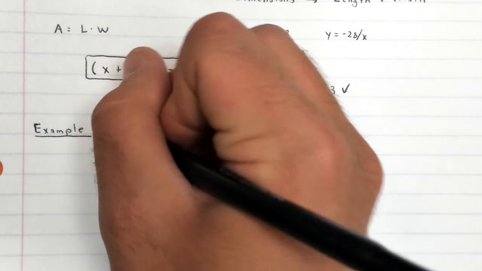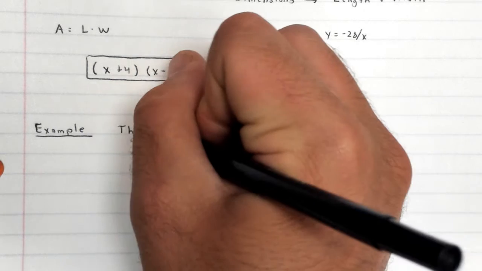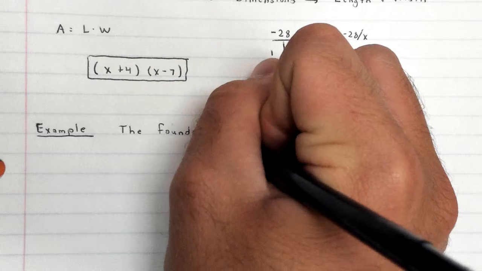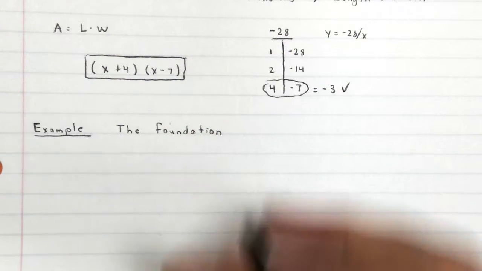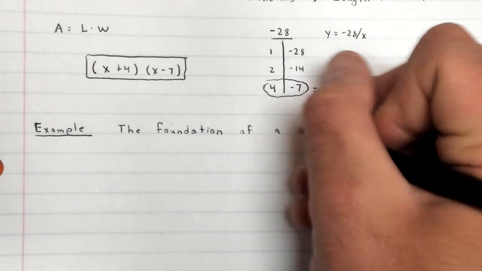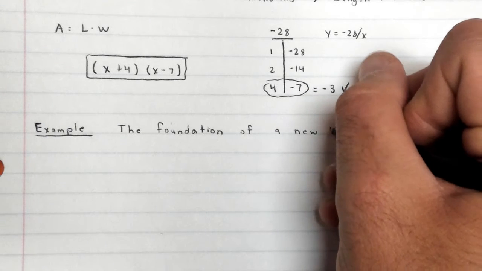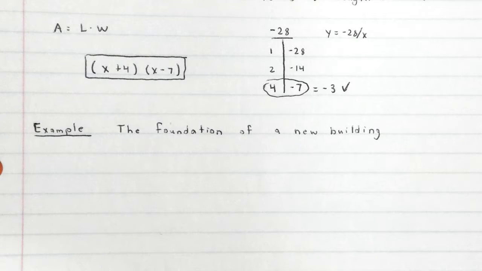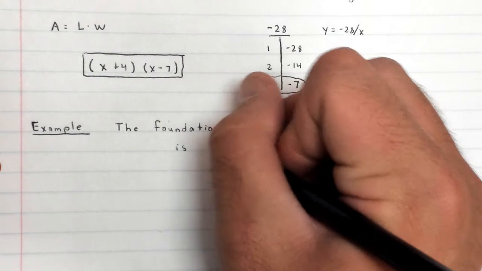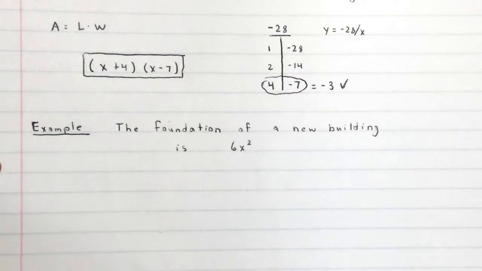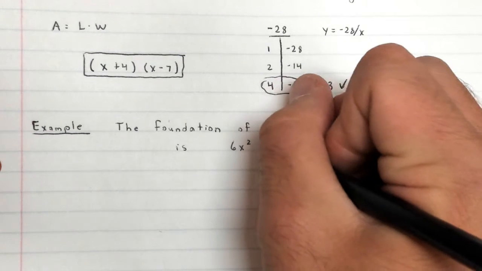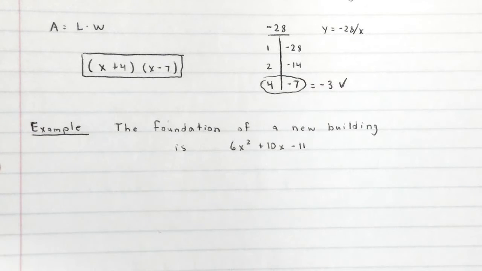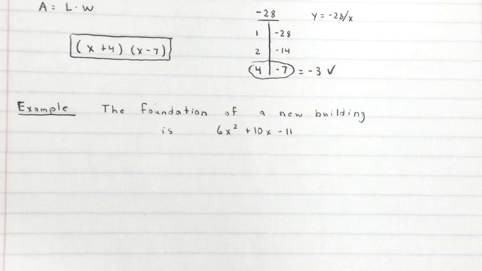I know the foundation of a new building is 6x squared plus 10x minus 11. So this is the foundation.